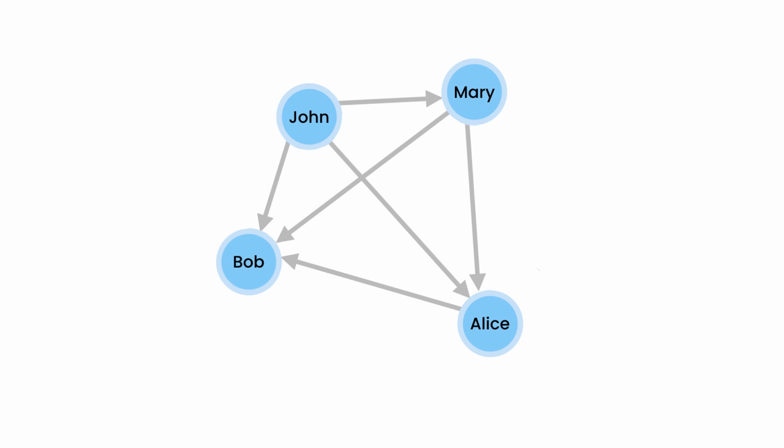Undirected graphs are like Facebook and LinkedIn. If you add someone as a friend, there will be a line or a connection between the two of you, and this connection doesn't have a direction.